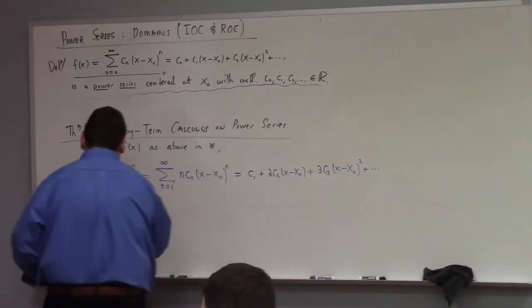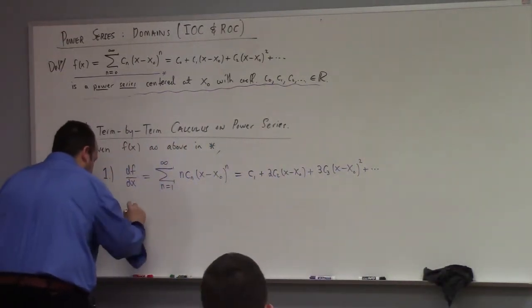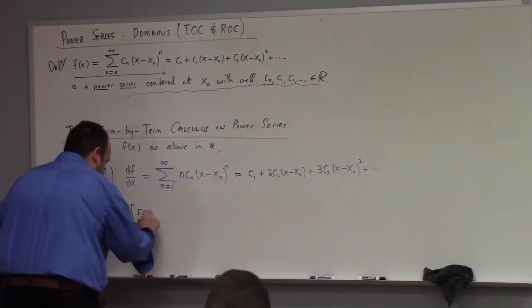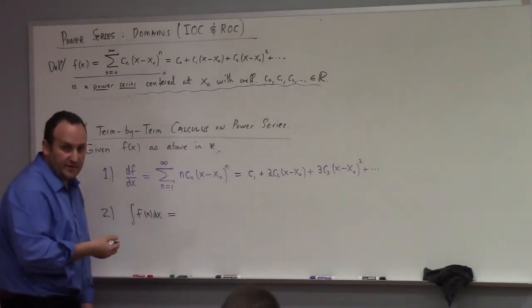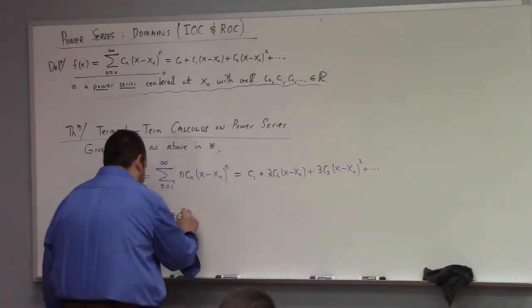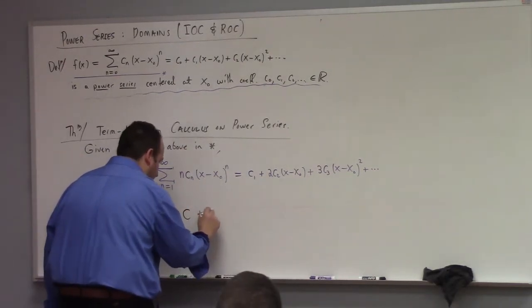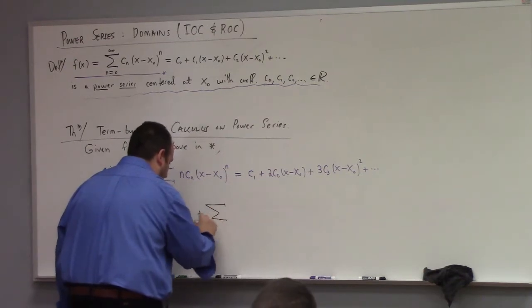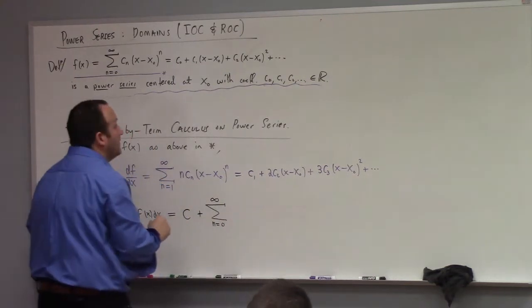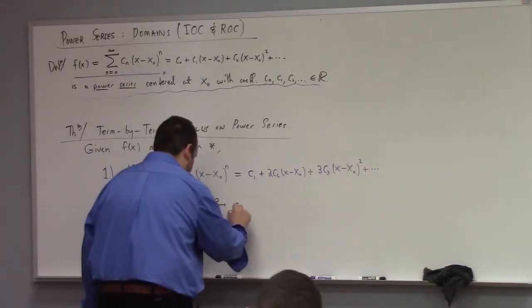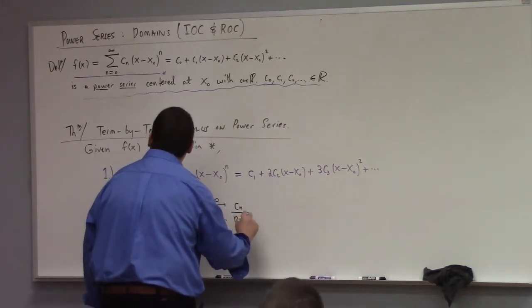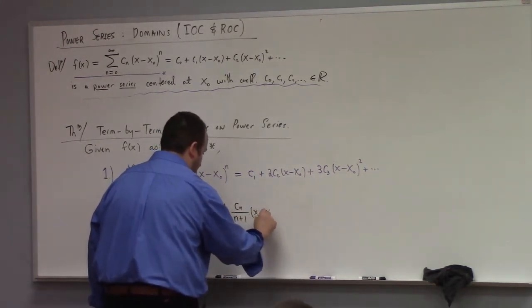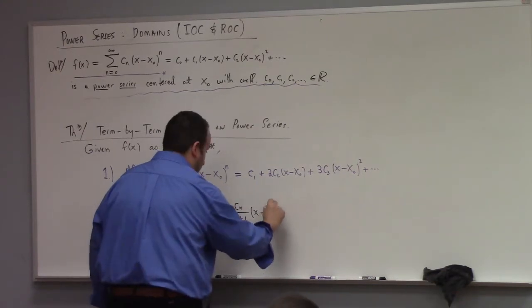And guess what else? Number 2, the integral of f of x dx. And this is the indefinite integral, all right? The indefinite integral is a constant plus the sum n equals 0 to infinity of Cn over n plus 1 times x minus x naught to the n plus 1.